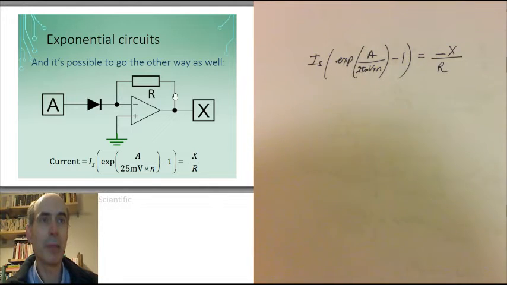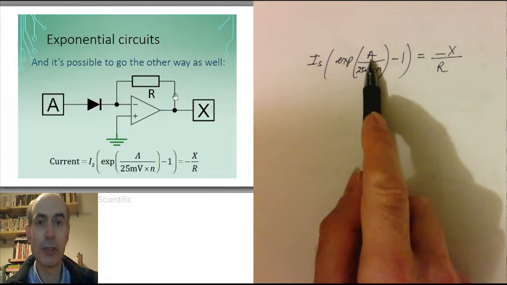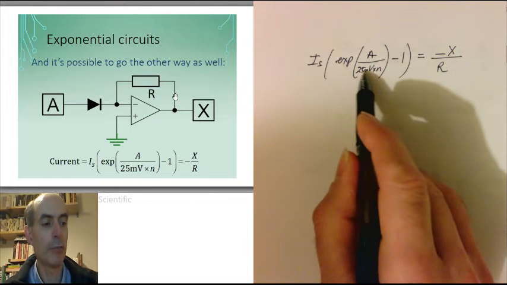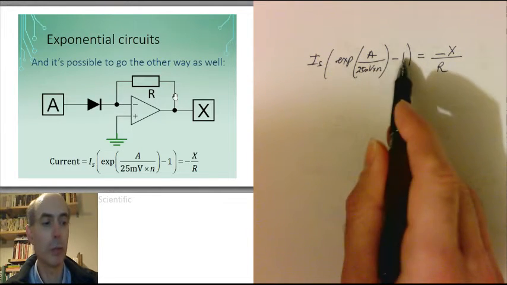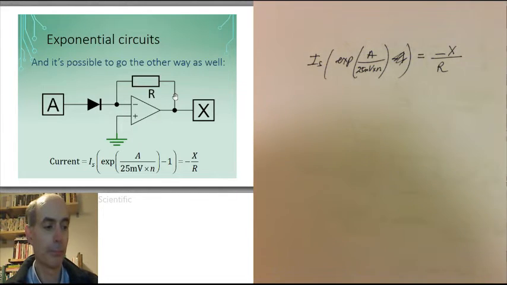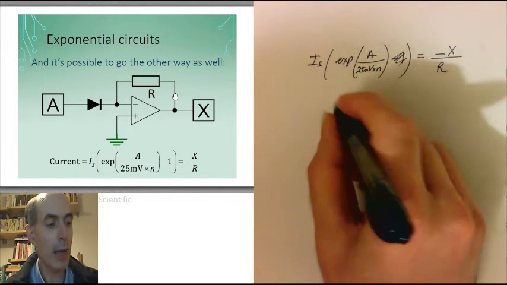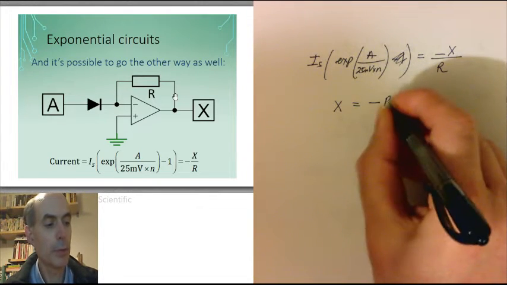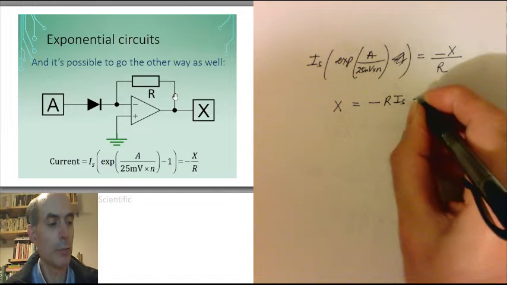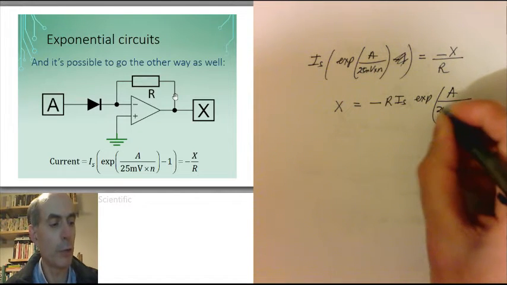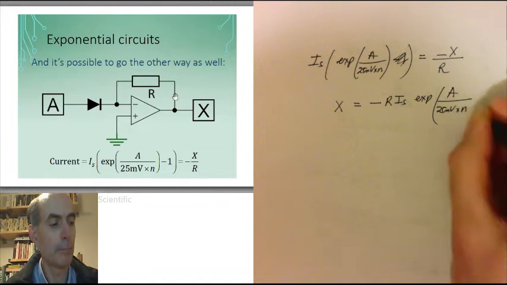Now once again, if A is a reasonably sized voltage, then e to the power of A over 25 millivolts times N will be much, much bigger than minus 1. We can afford to neglect the minus 1. And here we would end up with X, our output, being minus R times IS times e to the power of A over 25 millivolts times N.